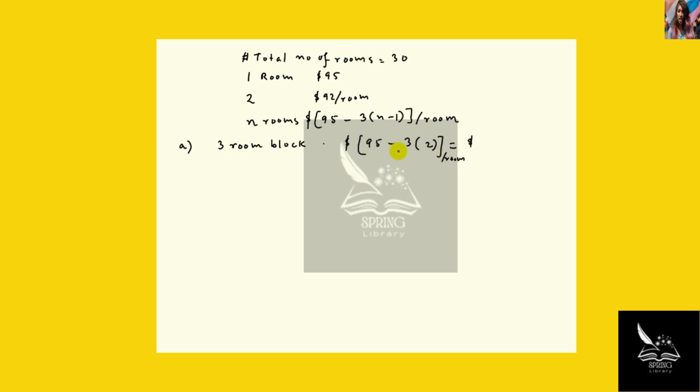This is equal to dollars. 3 times 2 is 6. 95 minus 6 is 89. So it is $89 per room.